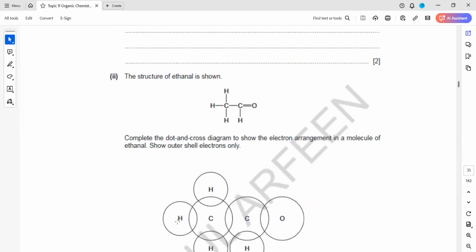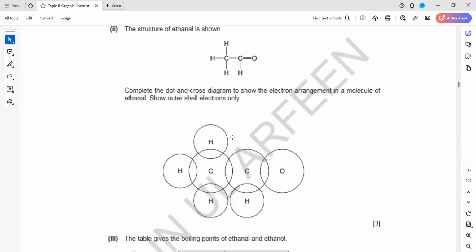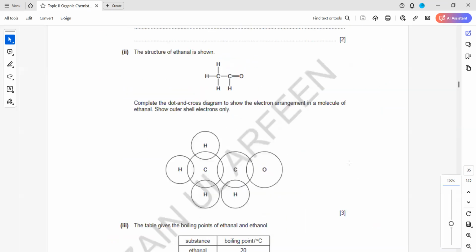The structure of ethanoic acid is shown. The rate of a reaction increases as we change the amount of catalyst. Like if you are using 2 grams of catalyst, the rate will be different. If you use 10 grams of catalyst, the rate will be 5 times. So yes, the rate of a reaction changes as the amount of catalyst changes as well.